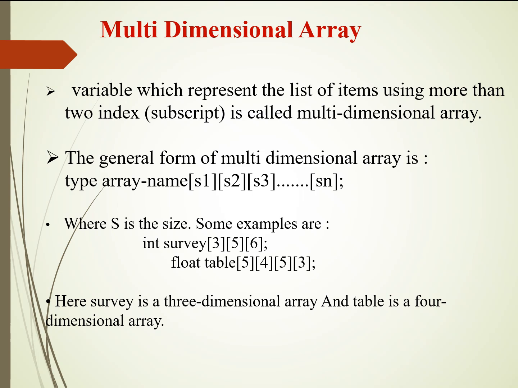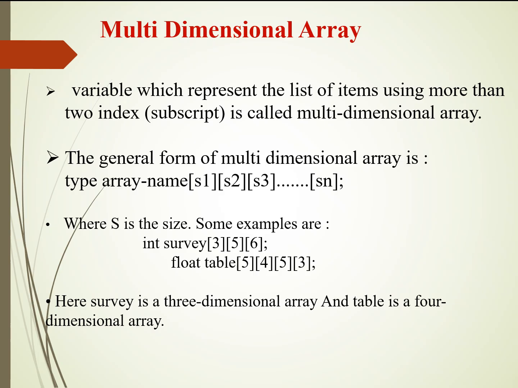The general syntax of a multidimensional array you can see on the screen. Data type, array name, and we have to specify the number of indices, S1, S2, S3 and Sn, in square brackets, where S1, S2, S3 represent the size of each dimension depending on the requirement. An array can have 3 dimensions, 4 dimensions or even more.